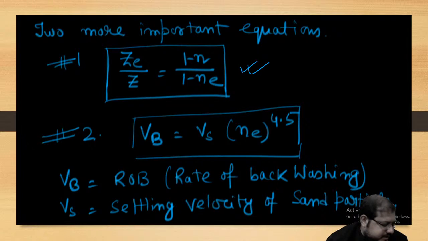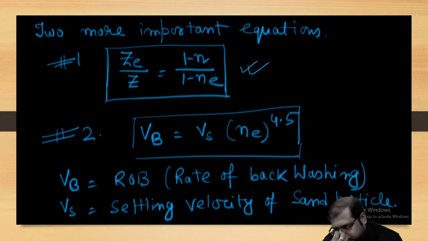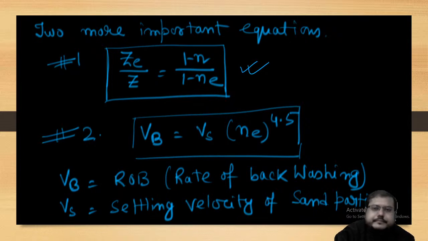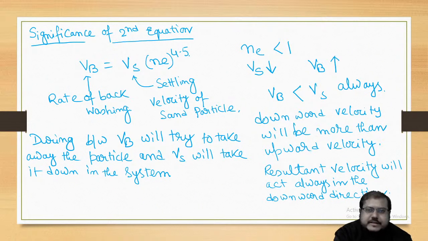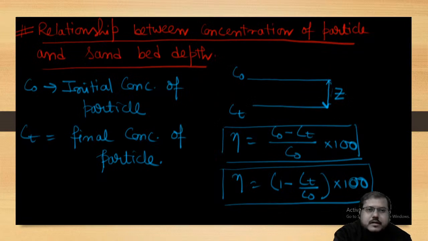And another equation, V_B is equal to V_S times n_e to the power 4.5, where V_B is the rate of backwashing and V_S is the settling velocity of the sand particle. We have discussed the significance of the second equation and the relationship between the concentration of particles and the sand bed depth.